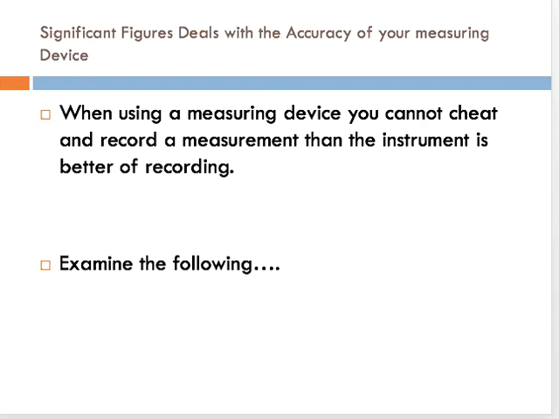Here's the deal with significant figures. It deals with the accuracy of our measuring device. How good is your measuring device? In science, it's important to be honest, and you're not supposed to cheat and give a number that's better than your instrument can record. Let me give you an example. What do I mean by this?